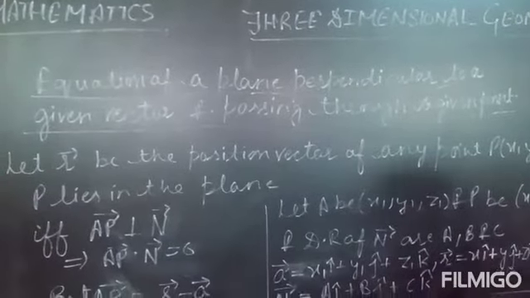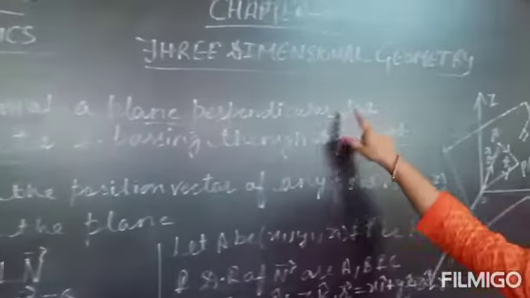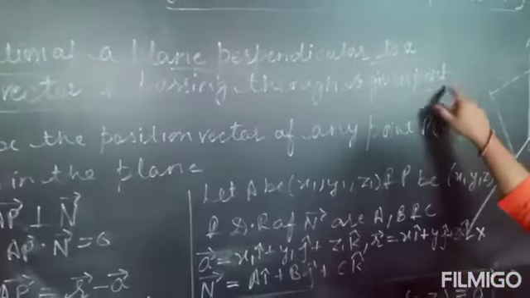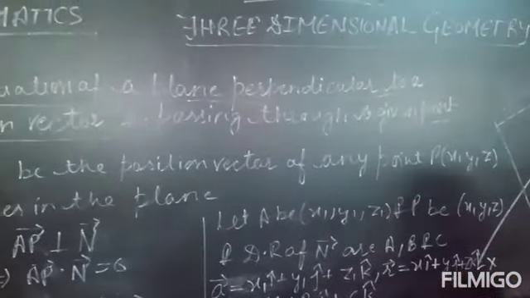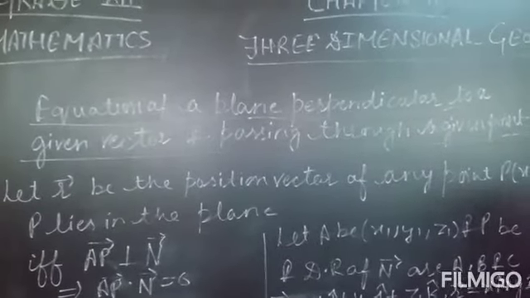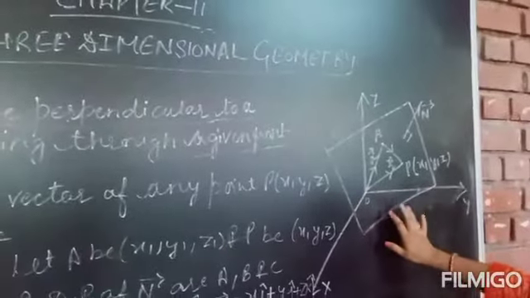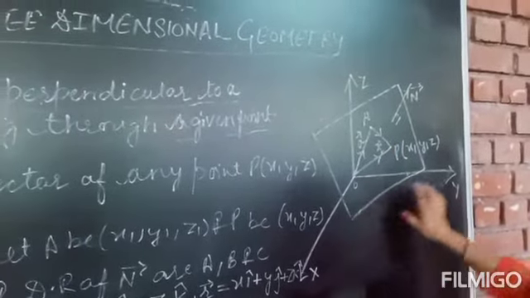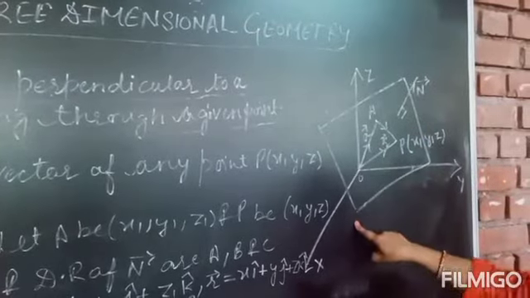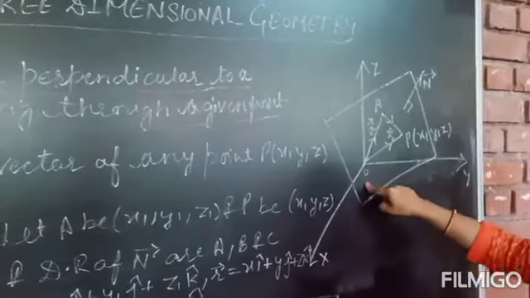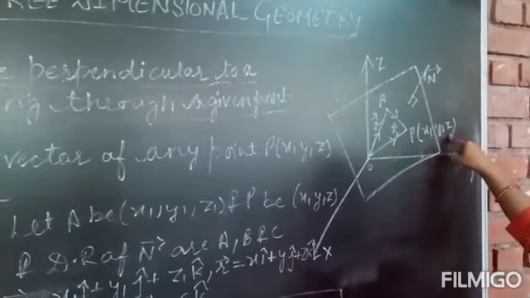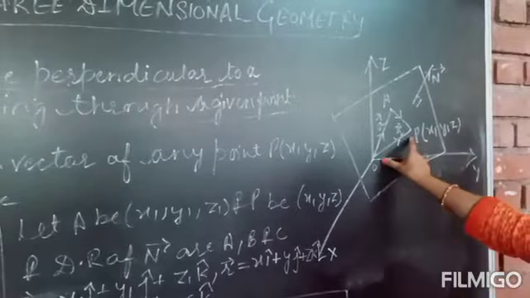Now we will study the equation of a plane perpendicular to a given vector and passing through a given point. That means we will study the equation of a plane which is perpendicular to a given vector and passing through a given point. So here we have a figure. Here we have three dimensions x, y and z. Suppose this is a plane in three dimensions. This is the origin and this is point P. x, y, z are the coordinates of that point and the position vector is r vector.